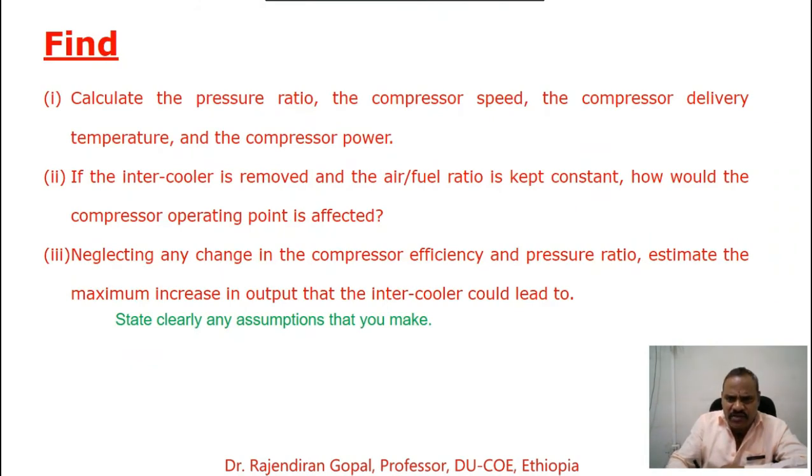Calculate the pressure ratio, the compressor speed, the compressor delivery temperature, and the compressor power. And if the intercooler is removed and the air-fuel ratio is kept constant, how would the compressor operating point be affected? Neglecting any change in the compressor efficiency and pressure ratio, estimate the maximum increase in the output that the intercooler could lead to. State clearly any assumption that you make.